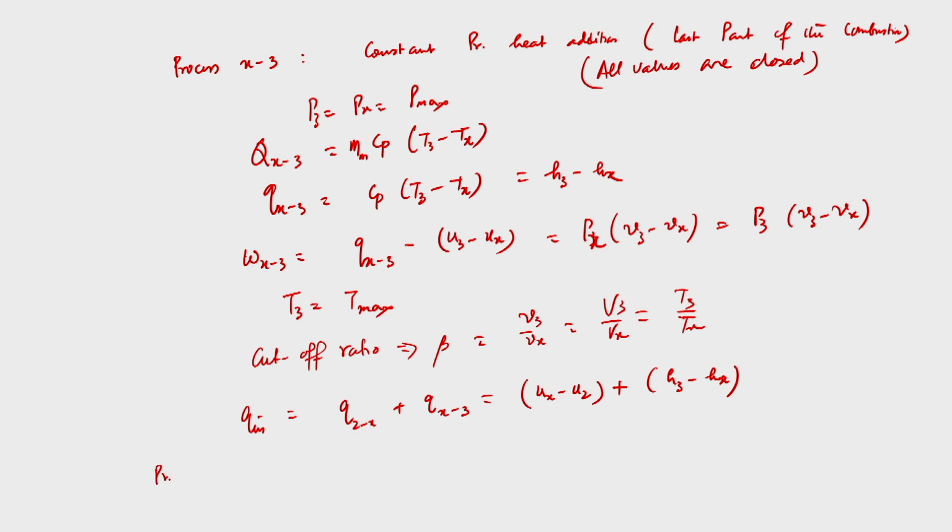So, how can I now calculate efficiency? Because heat output from the system is straightforward. What is the heat output from the system? Process 4 to 1 is a constant volume heat rejection, that is what we have derived in the last class. So, Q out will be equal to Cv into T4 minus T1.